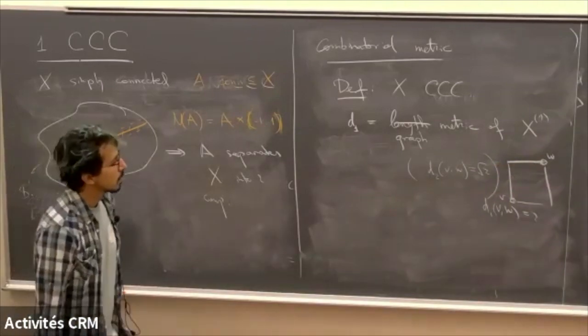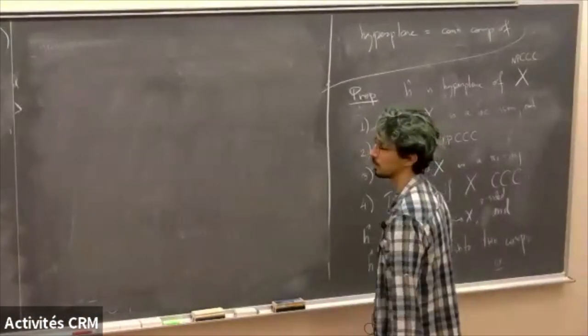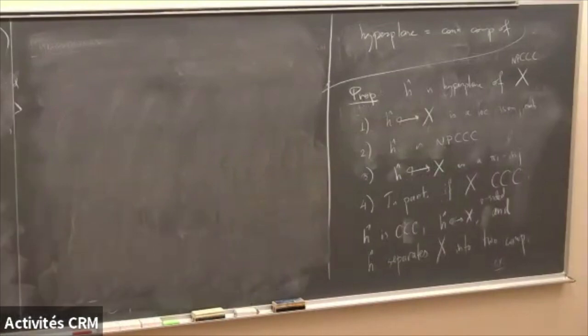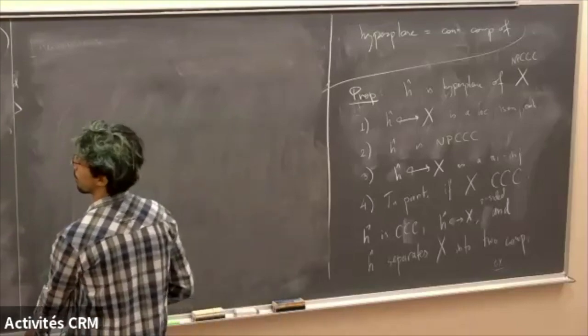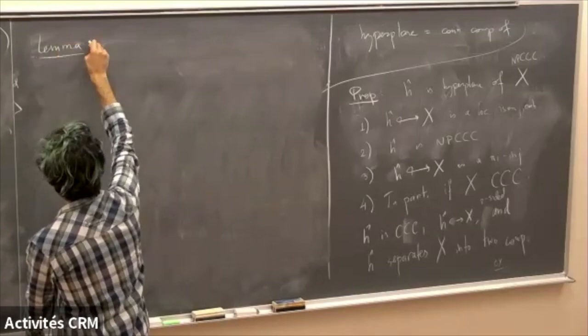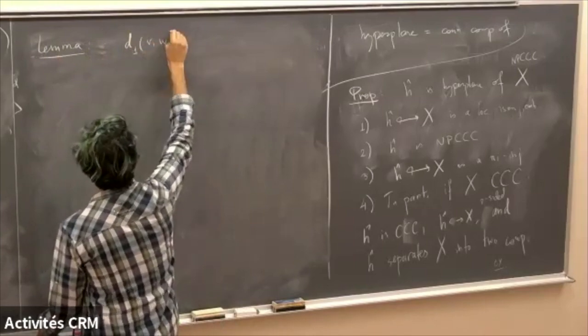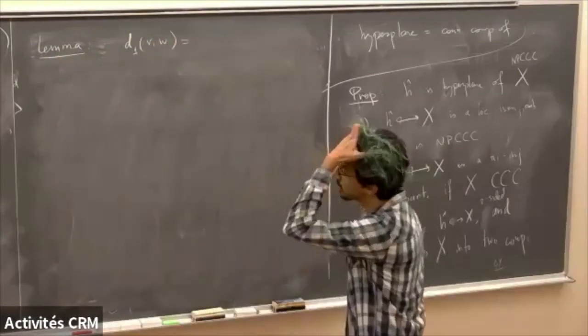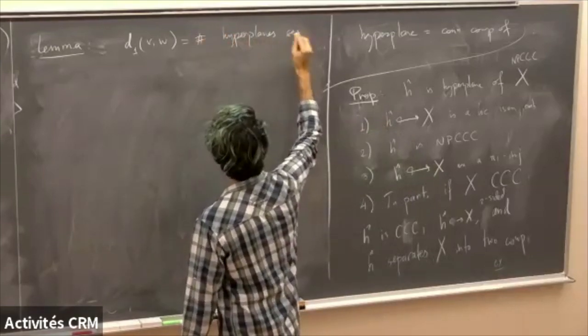Here's how we can use hyperplanes to express D1. I figured I missed something important. Of course I did. Okay, no, actually that's not good. So here's the lemma: D1(V, W) is just the number of hyperplanes separating V and W.